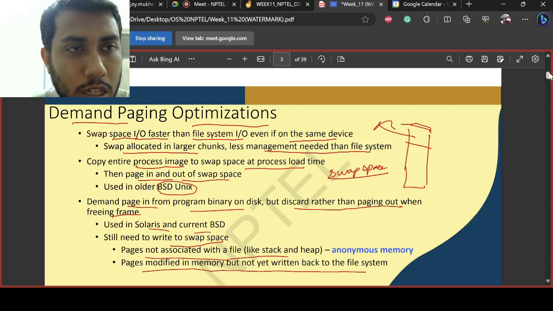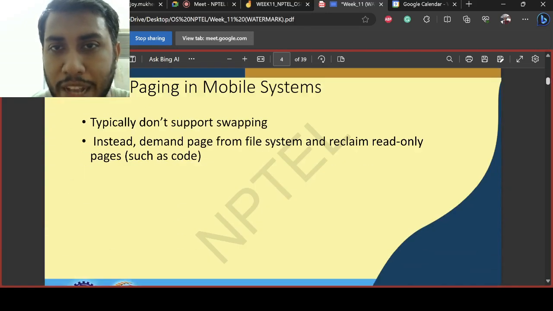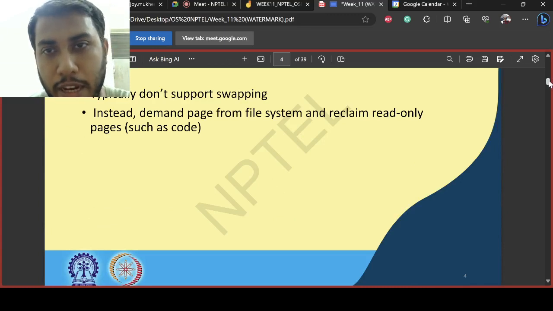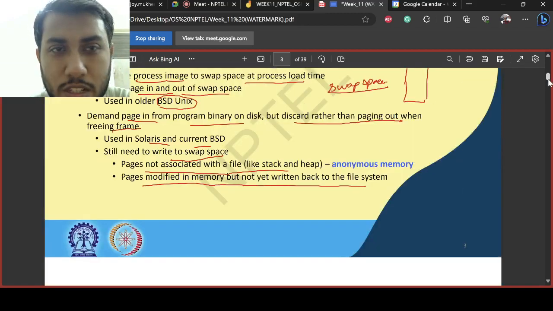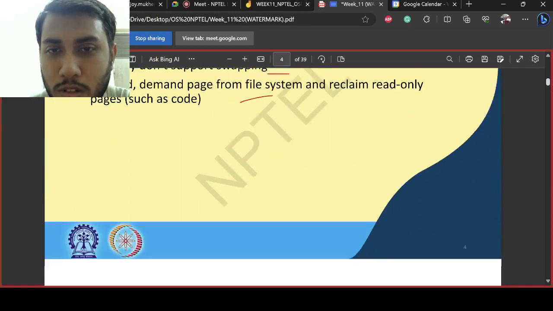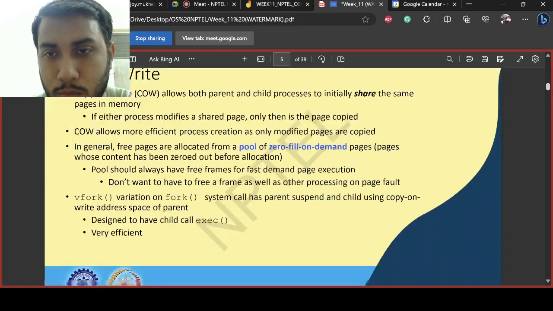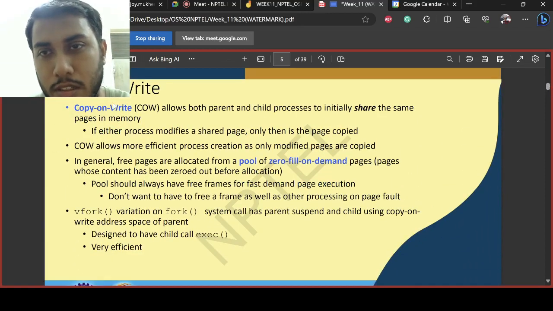In the mobile systems that you currently have, they typically do not support swapping. Instead they demand page from the file system and reclaim read-only memory such as code. These are just some optimization techniques and nothing more. Now this is an important concept: copy on write.